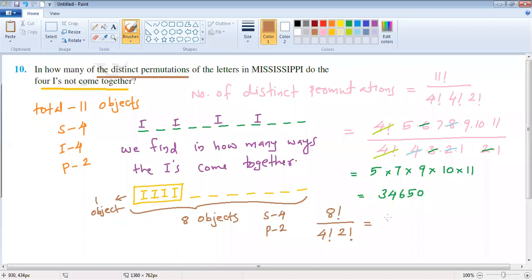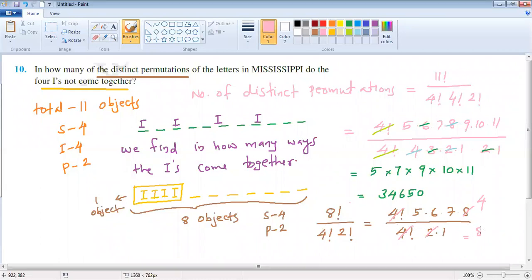So 8 factorial is 4 factorial into 5 into 6 into 7 into 8 divided by 4 factorial into 2 into 1. So this 4 factorial will be cancelled. 2 and 8 will be cancelled, giving 4. So 5 into 6 into 7 into 4. 5 into 6 is 30, 30 into 4 is 120, 120 into 7 is 840.